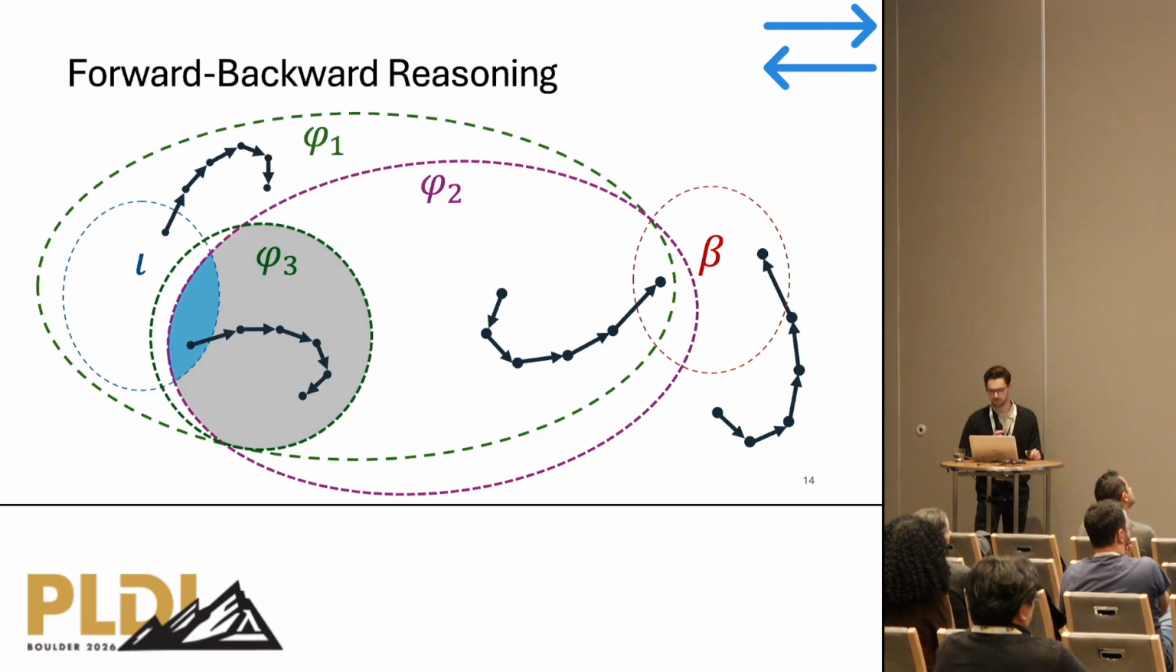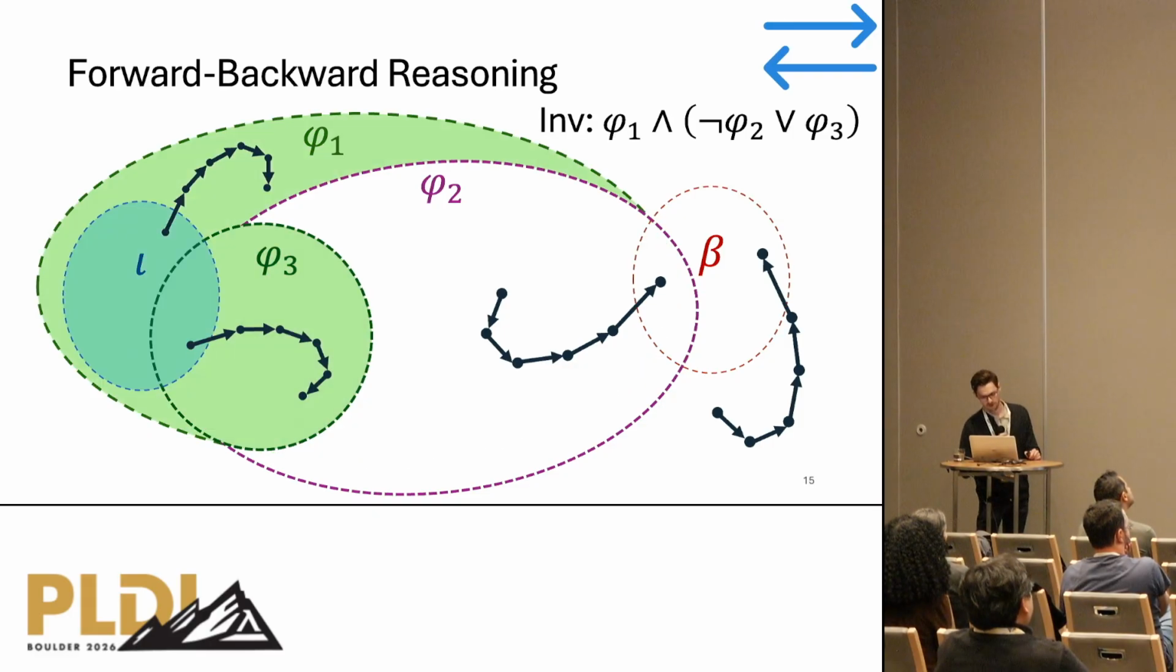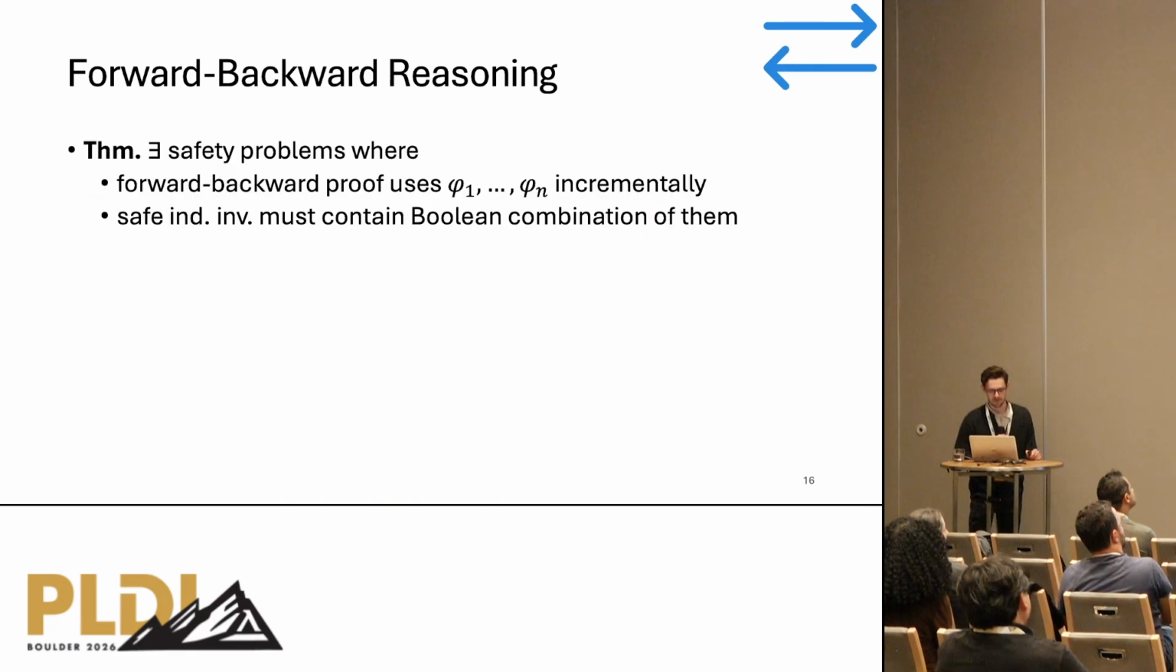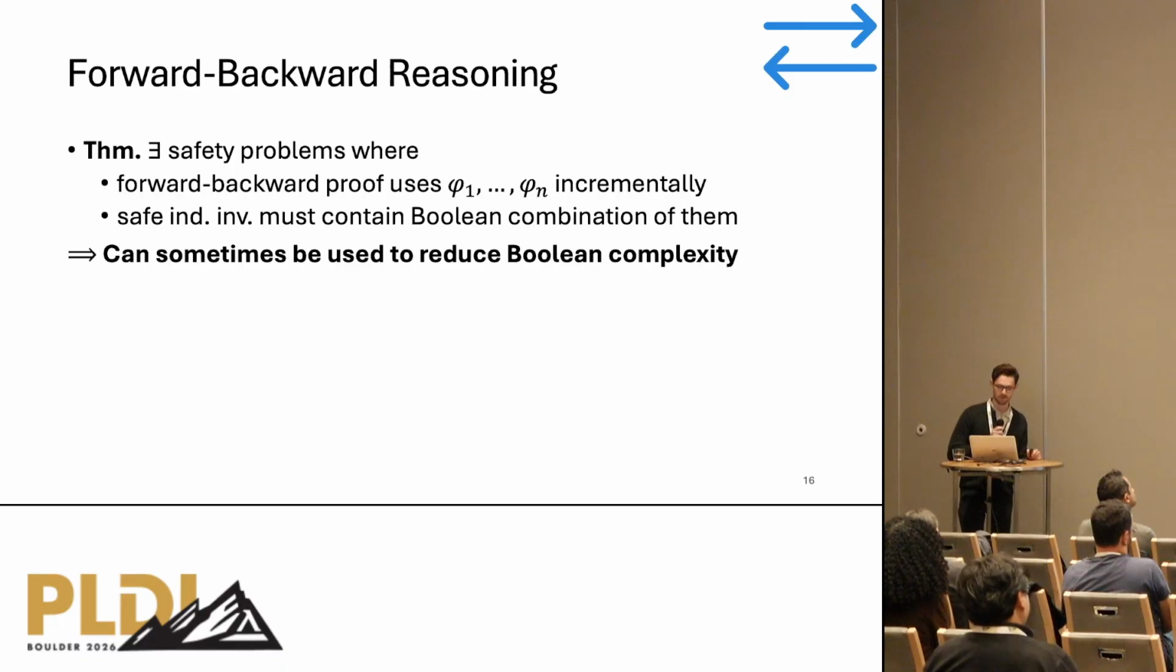So for example, for the forward-backward proof that I showed you before, the invariant would look something like this. So you can see that if you were trying to find a safe inductive invariant for the problem, it would have been more complex in terms of its Boolean structure than the incremental proof. Well, and we also show in the paper that there are problems where this simplification is strict. So the forward-backward proof is able to use simpler formulas than the safe inductive invariant that is required to prove safety. Which means that we can sometimes use this technique to simplify the Boolean structure of formulas that we check inductiveness for and that we search for when searching for a proof.